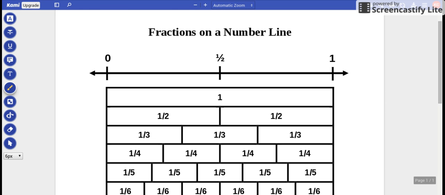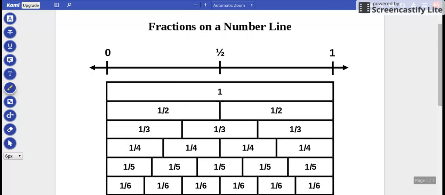Hi everyone, we are starting a wonderful unit on fractions, and we're going to start out with this paper called Fractions on a Number Line. We'll be doing a lot of work ordering fractions and putting them on a number line. So you have this lovely number line from 0 to 1. Any number that comes between that or any space between that is just a fraction or a part of one whole number. That's why we call them fractions.